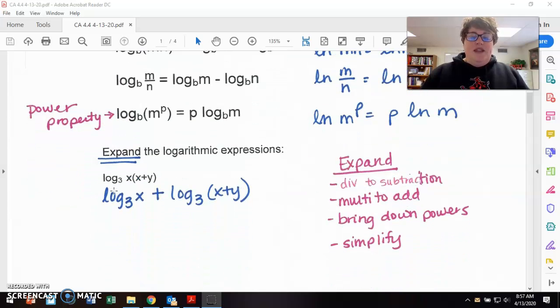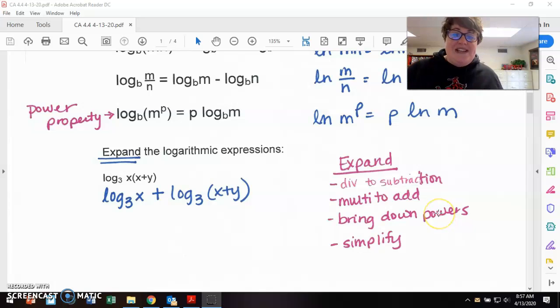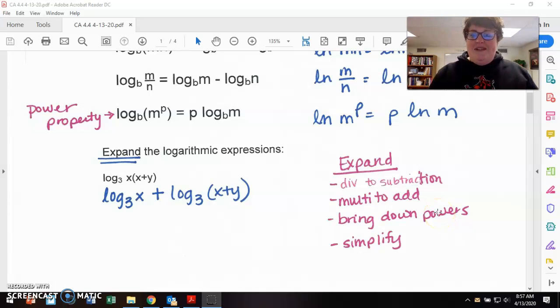Okay, so let's try this. To expand, this is kind of the steps I take. To expand, you take your division back to subtraction, you take your multiplication to addition, you bring down your powers, and then simplify. Apparently we're going to cut some concrete outside my window, and maybe you can hear that, I don't know.